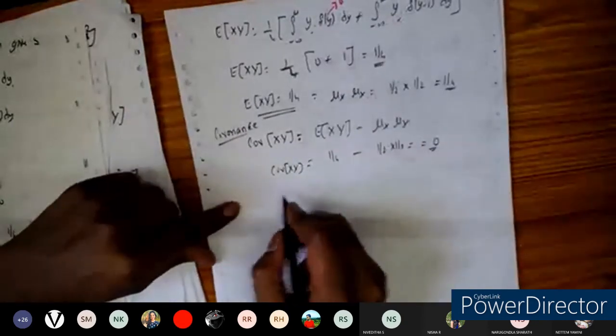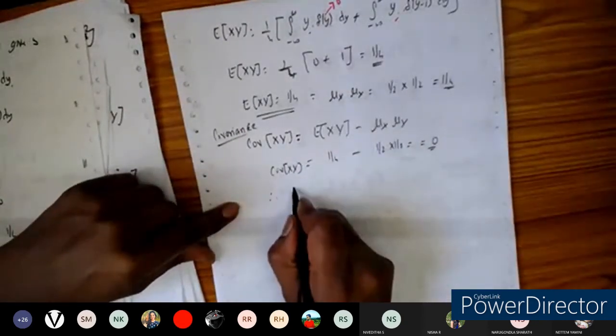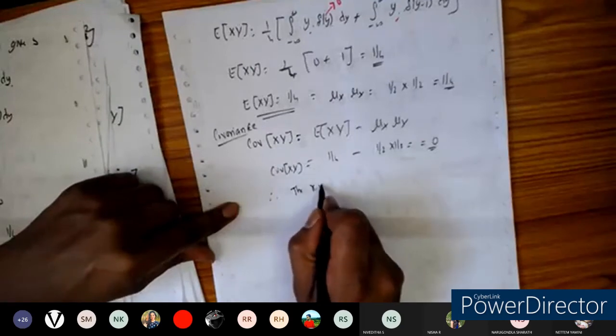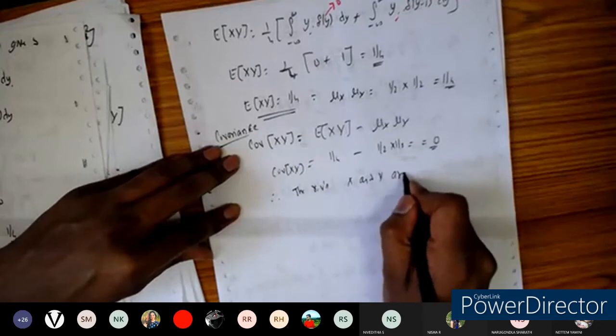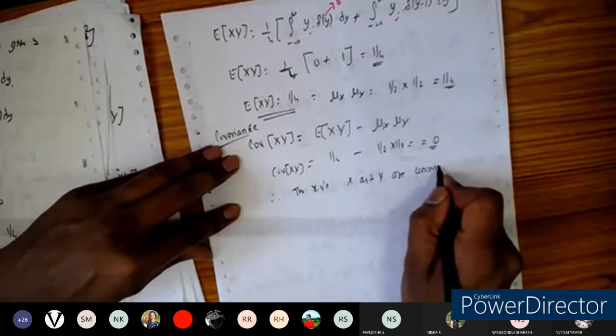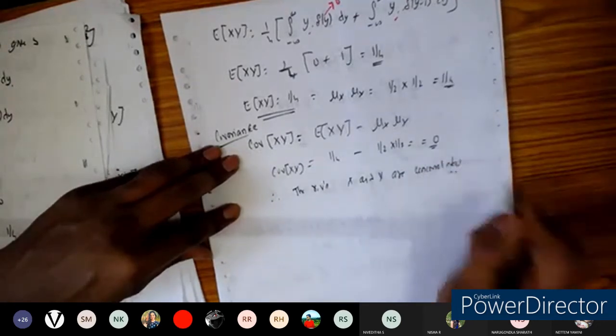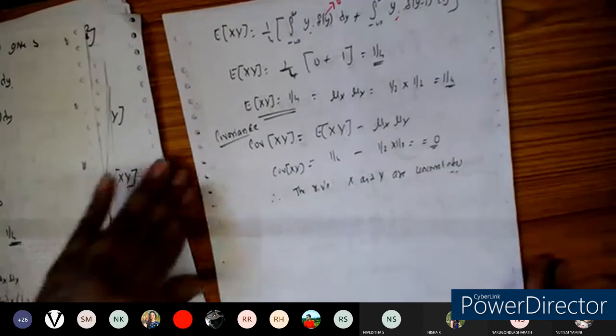Therefore we can say that the random variables x and y are uncorrelated, since the covariance is equal to 0. That's why you can say these random variables are uncorrelated. Right, done. Okay, so take the next problem.